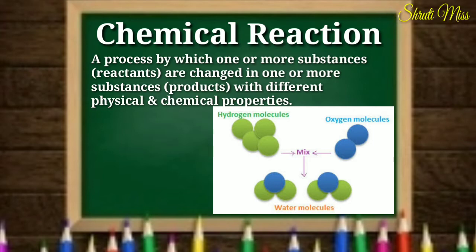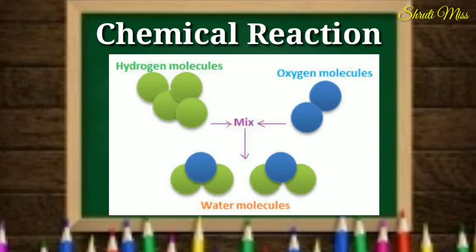For example, we can see that there are some molecules of hydrogen and some molecules of oxygen gas. After the reaction, it will give water. So the hydrogen molecules and oxygen molecules are known as reactants, while water molecules are known as products. So this is the definition of chemical reaction.